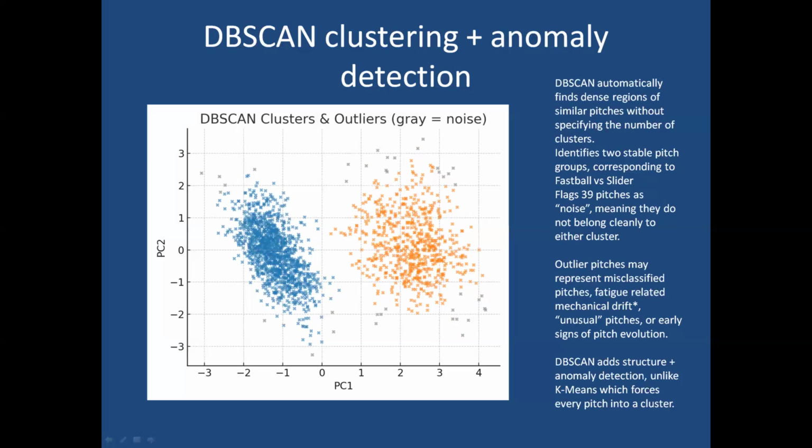These are the types of outliers that they pay attention to and track, like an injury creeping up. So there were 39, about 40, noise points, or anomalies. This offers better insight than k-means generally, since not all points are forced into clusters. So this just adds structure.